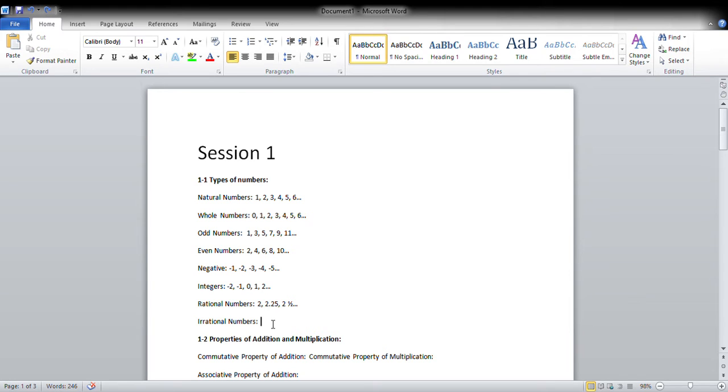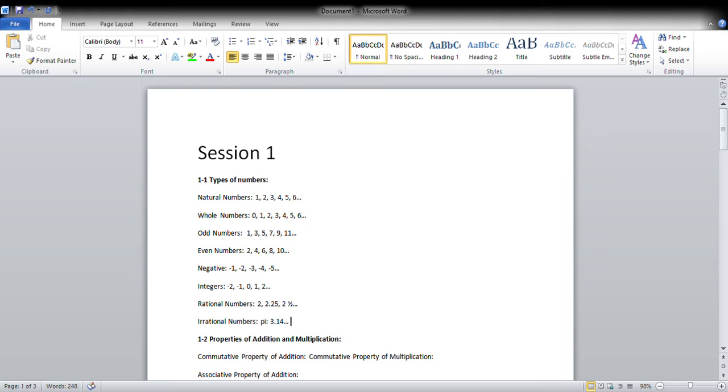Irrational numbers cannot be written as a fraction or a decimal. So that would include, for example, pi. You can maybe search up pi later, but pi basically is 3.14 and then goes on forever, and there's no fraction.